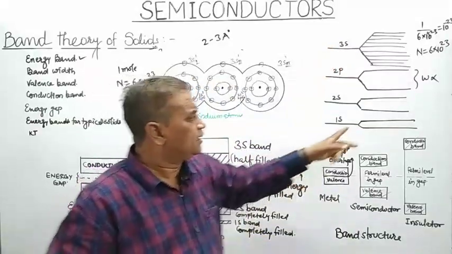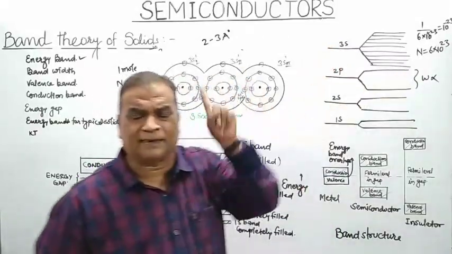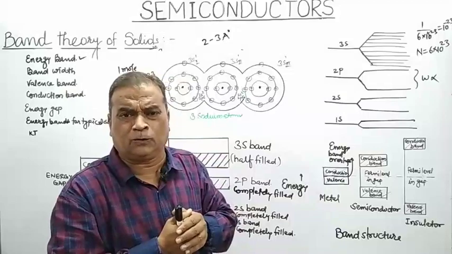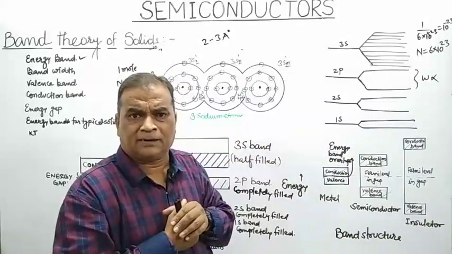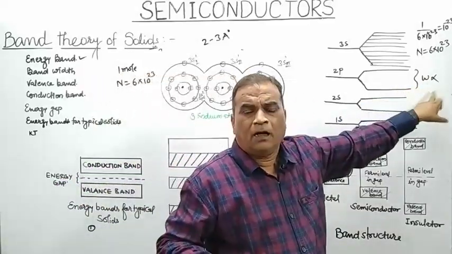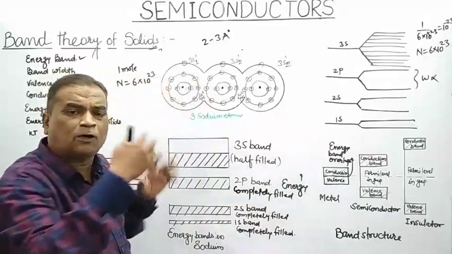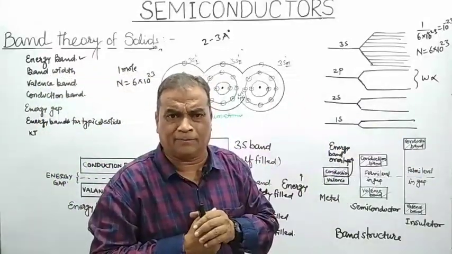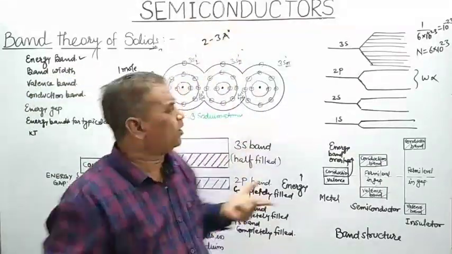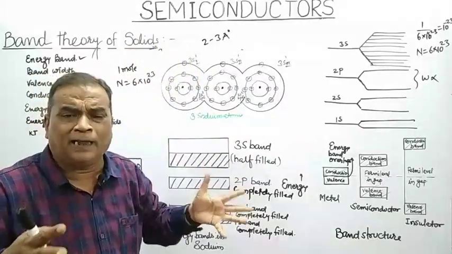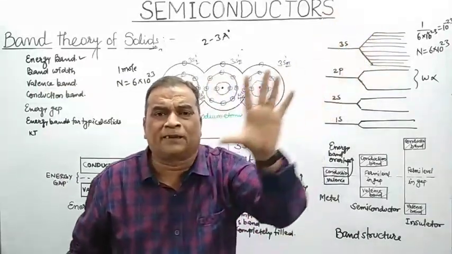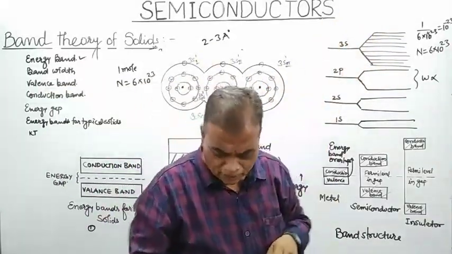And remember one thing: when an energy level gets split into subshells, sublevels, the bandwidth of that energy level depends on how strongly the electron in that orbit interacts with its neighboring atoms. Greater the interaction of the electron with the neighboring atom, greater will be the bandwidth. And because electrons in the outermost orbit have a strong interaction with the neighboring atoms, the bandwidth of the 3s orbit is very, very high.